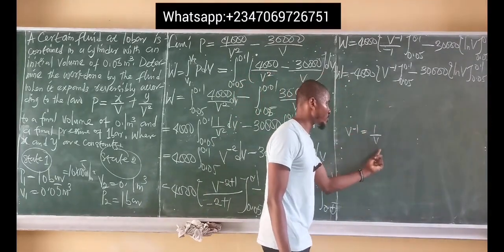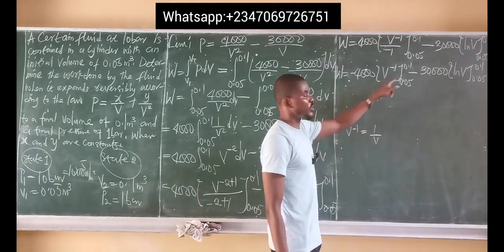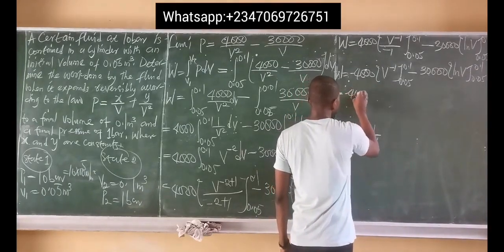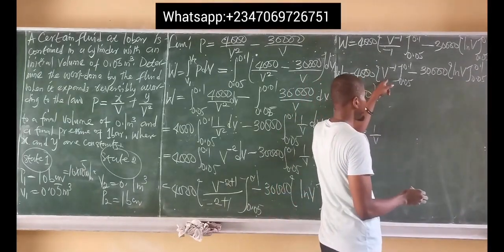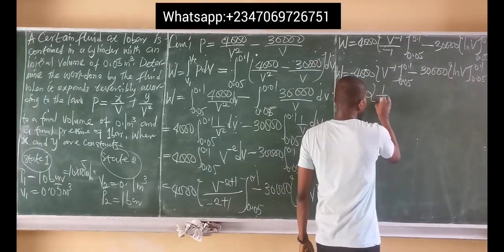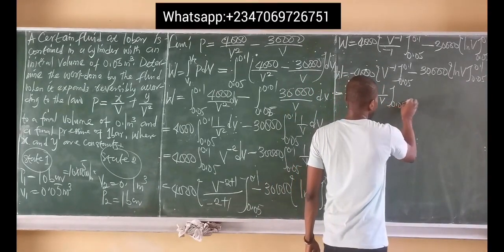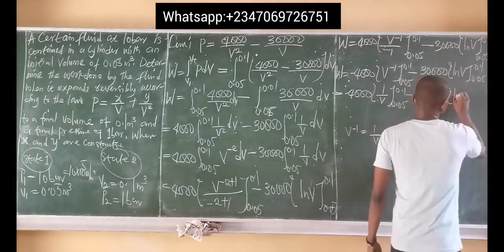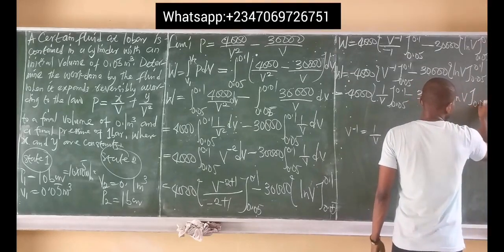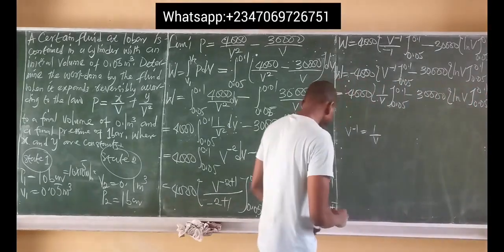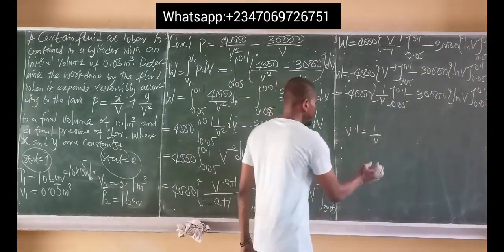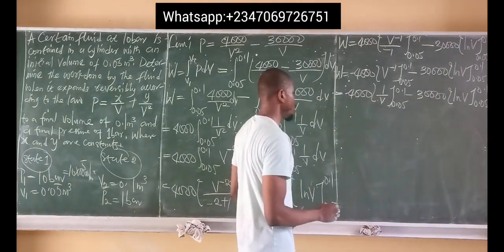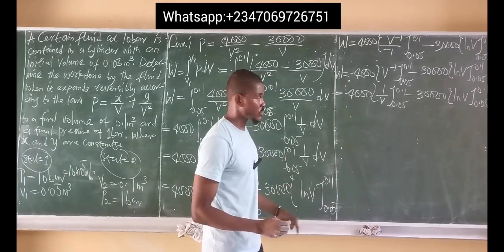So I like to always solve my problems like this instead of solving with to the power of minus 1. So I will simply break it down like this. Therefore, this is now equal to minus 4,000 into, in place of v to the power of minus 1, we simply have 1 all over v from 0.05 to 0.1, minus 30,000 into ln v from 0.05 to 0.1. Okay, so from here now, we can put in the limits of the integration. Remember, upper limit comes first minus lower limit. So wherever you see v, you put in upper limit minus lower limit.